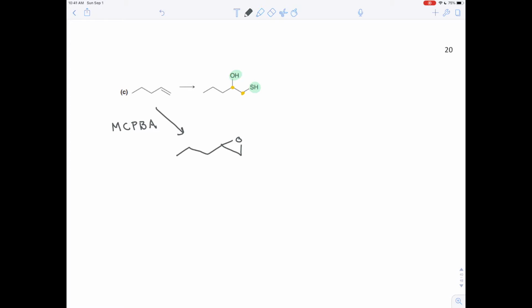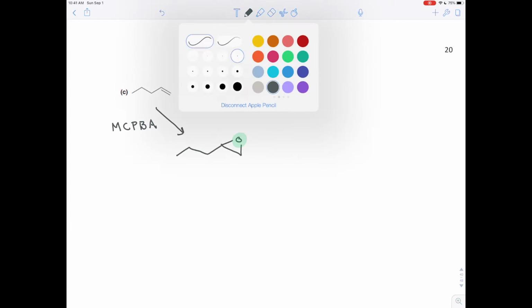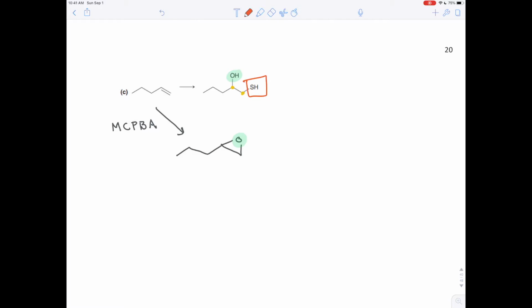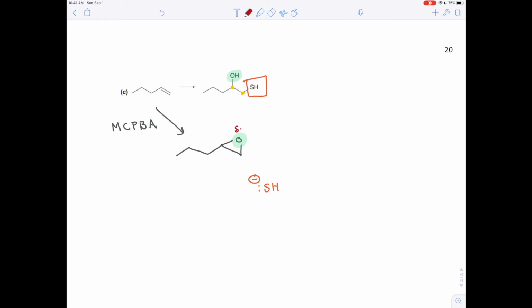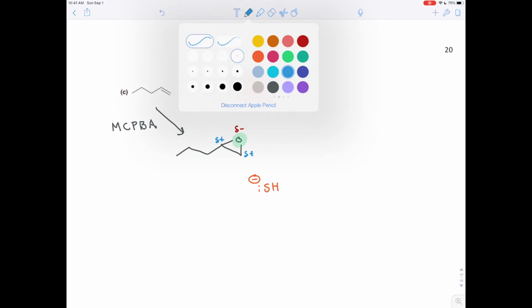So you would do that by adding another nucleophile. Now the oxygen that you have here in the epoxide is the oxygen in the alcohol. So what we need to add is this SH. So that's going to be our nucleophile. And on the epoxide, the oxygen is slightly negative. The 2 carbons bonded to it are slightly positive because it steals electrons from them.